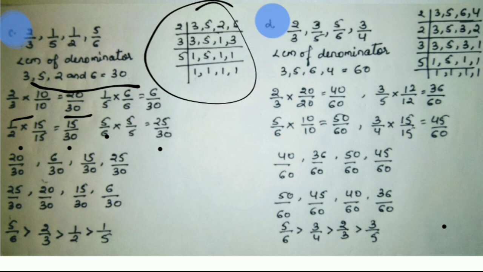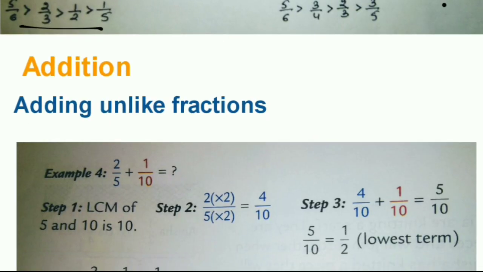After that we will compare them. So first we will arrange, then we will compare. And after comparing, what is the actual number? That actual number we have to write. One more question I have solved here.